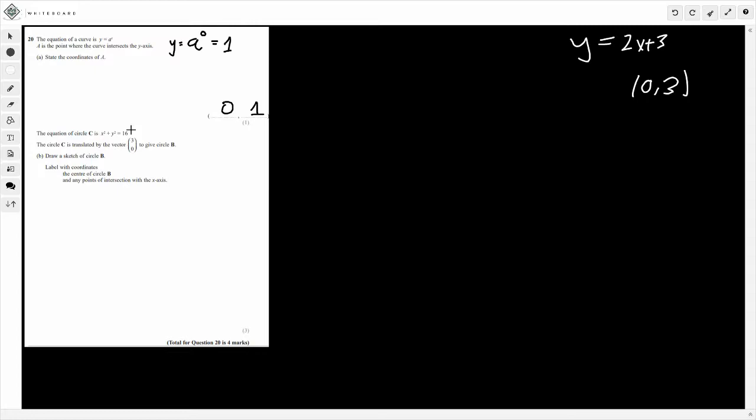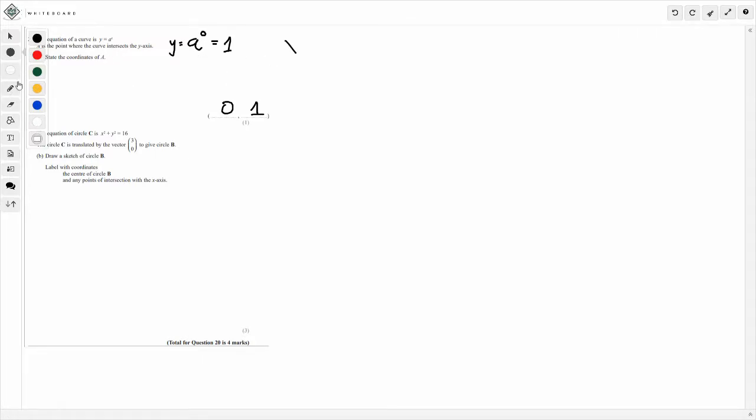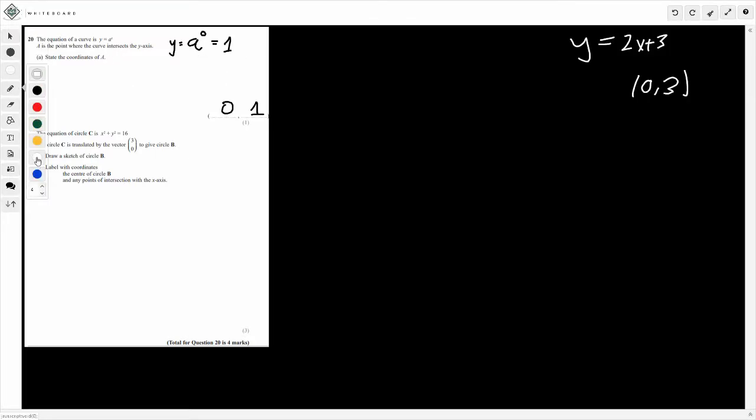Well, straight away you need to be okay with the equation of a circle. So x squared plus y squared is equal to r squared. So that number at the end, the 16, is r squared. So what that means, where r is the radius, is that the radius is the square root of 16, which is 4. So the radius for this circle here is 4.